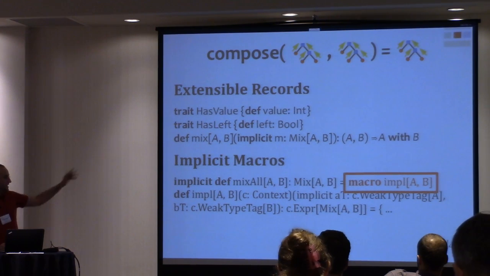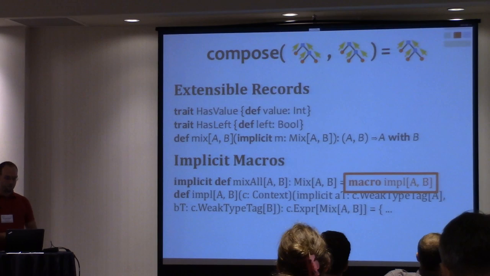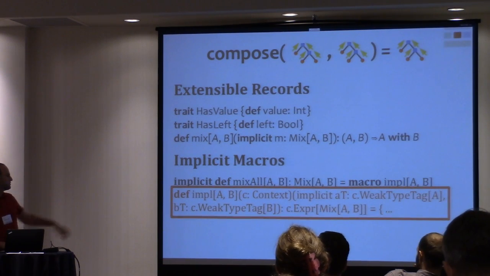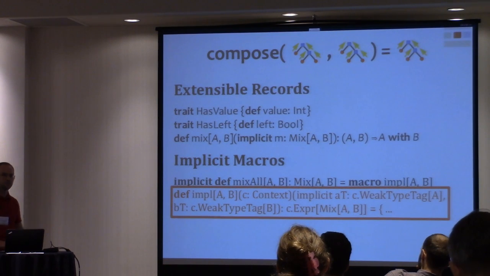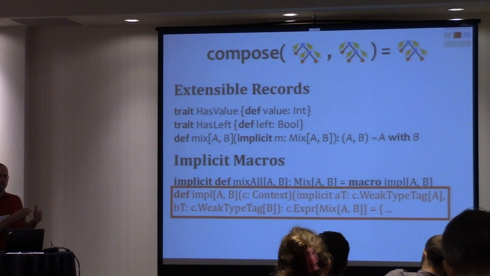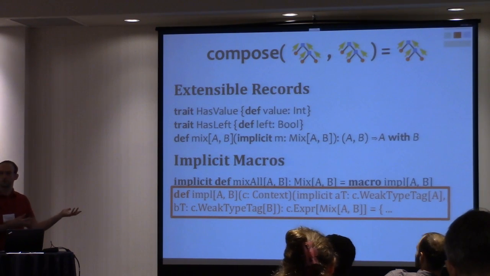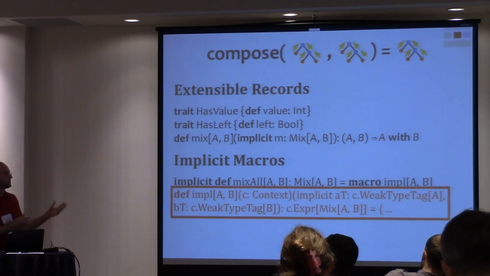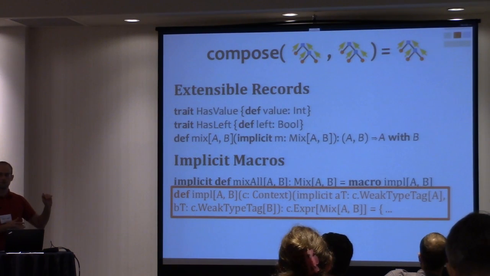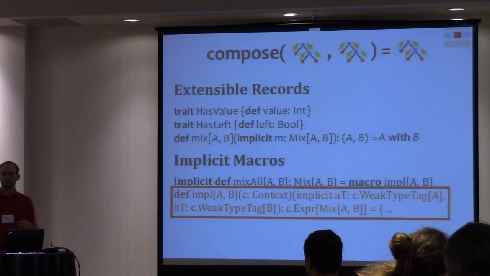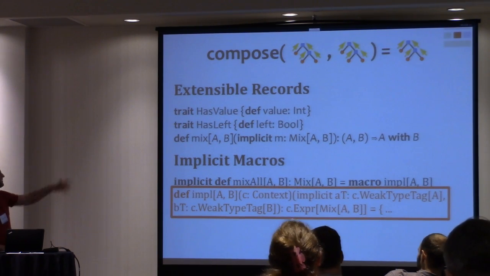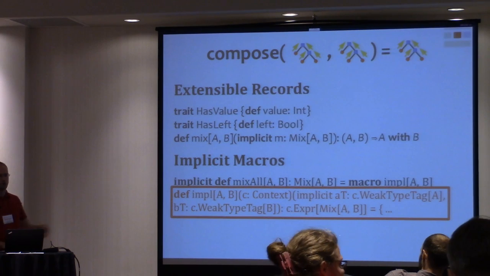And then when nothing else works, this macro will be called. The macro is implemented by this thing, which takes these weak type tags. A weak type tag is a description of the structure of a type. So inside the macro, we can do data type generic programming to generate an implementation of our intersection type. We do something like new A with B, and then we do def this and def that. Def value and def left in this case. And we kind of forward to the other things.